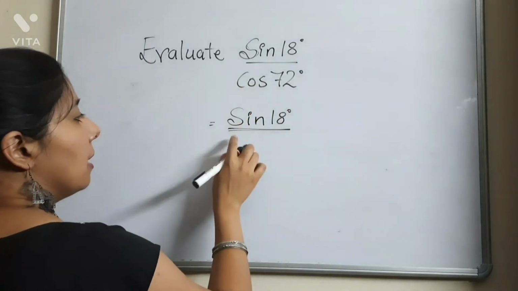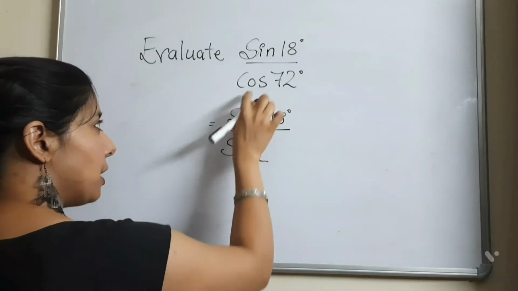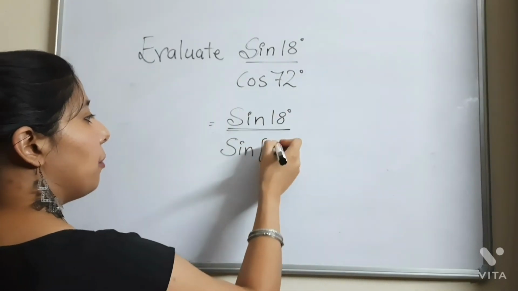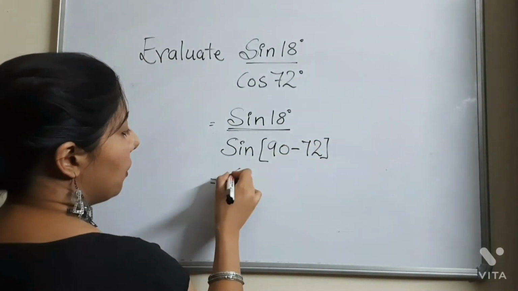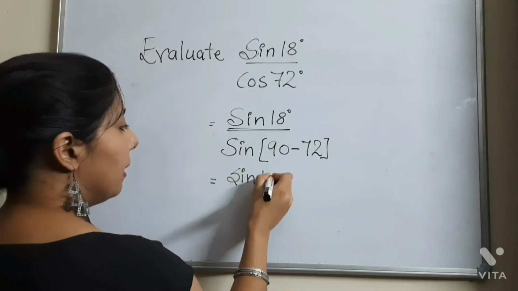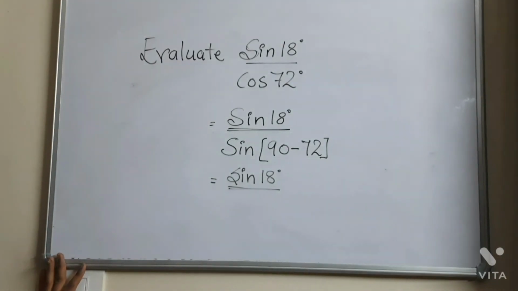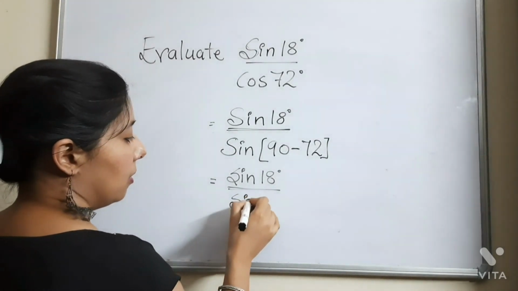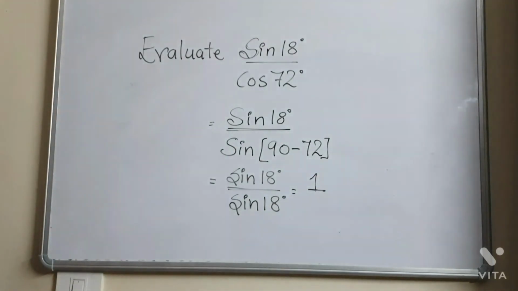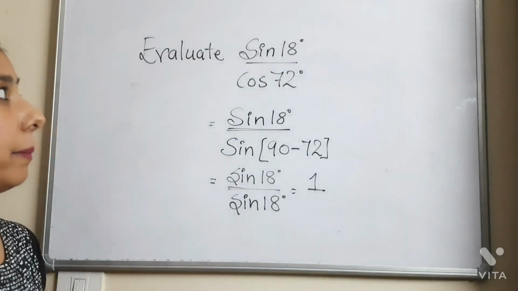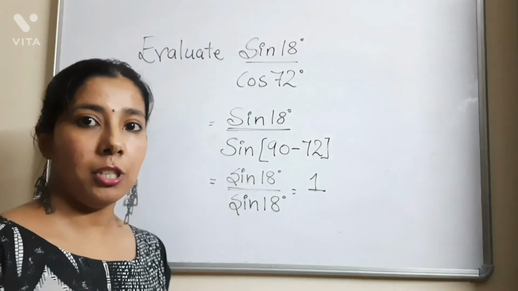So I'm taking this cos, I can change cos to sine because they make a complementary pair. If I'm changing cos to sine, I also need to subtract this theta from 90. So what will you be having? You will be having here sine 18 degree upon sine of 90 minus 72, which will be again 18. So it will be 1. So this is the way you can solve the questions on the complementary pair concept. I will take more examples to do your clarification.